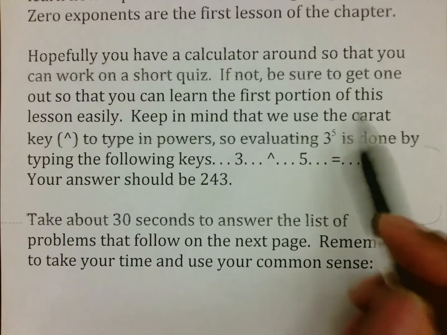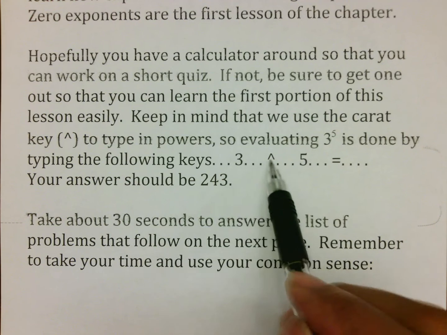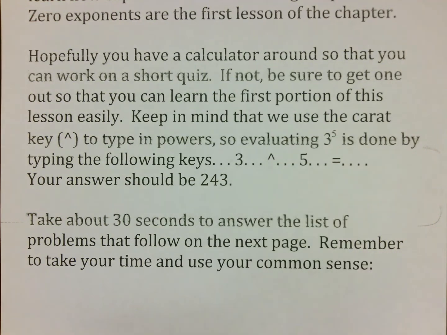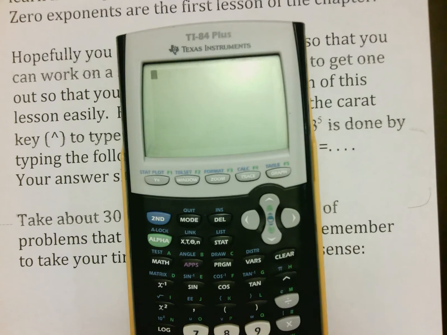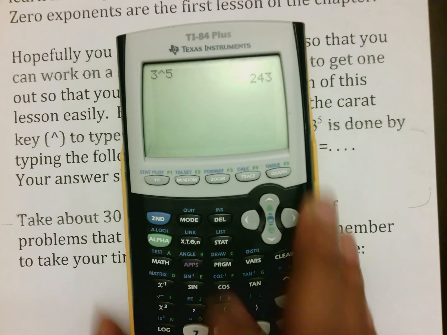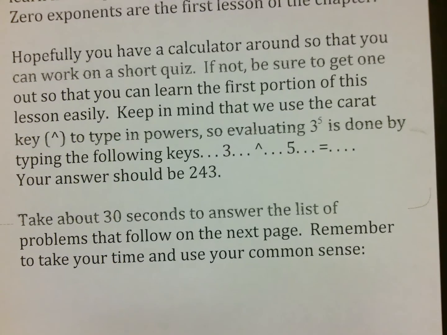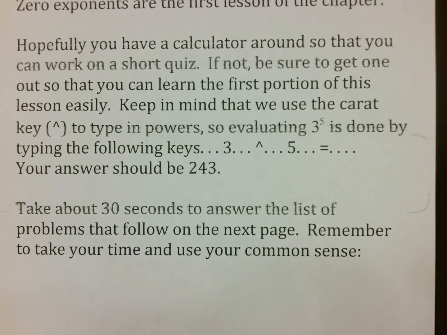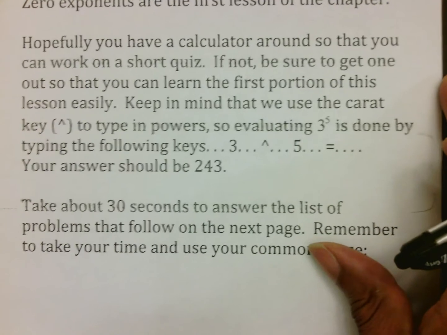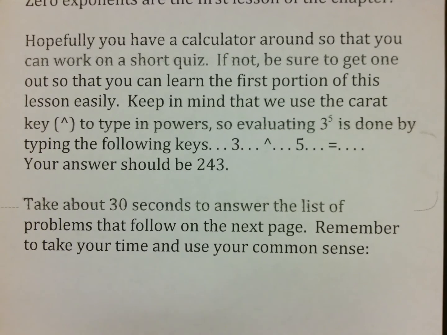So evaluating 3 to the 5th would be done by hitting 3 caret 5 equals, and you should get the answer of 243. So again, I would type in 3 and then caret and then 5 and then equals, and that would give me 243. Some of you have the TI calculators where I think you hit y to the power of x, but whatever it is, just make sure you communicate with whoever your teacher is so you can figure out how that works.